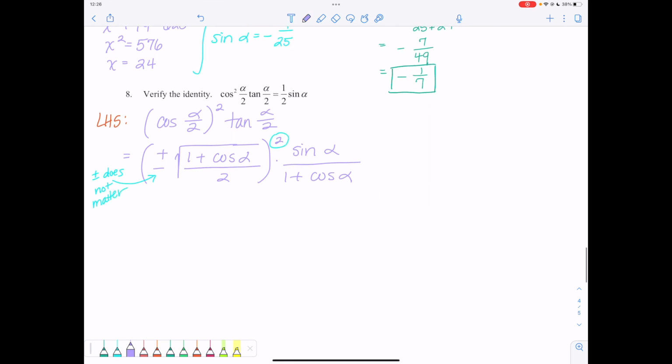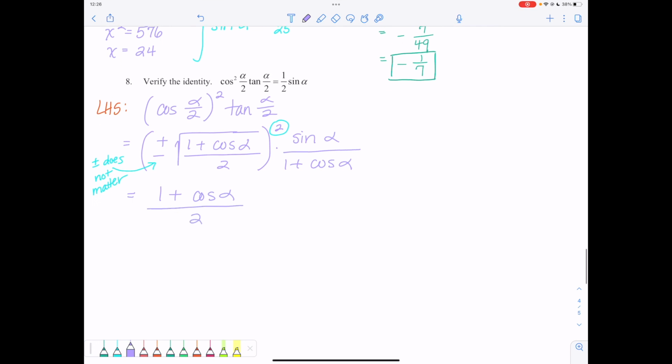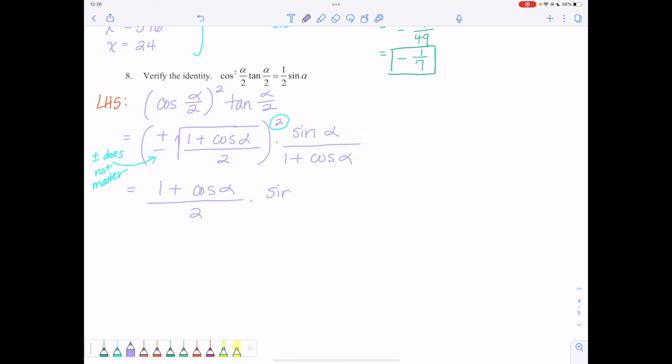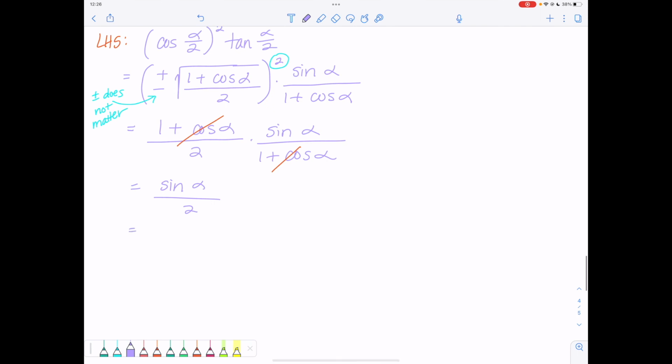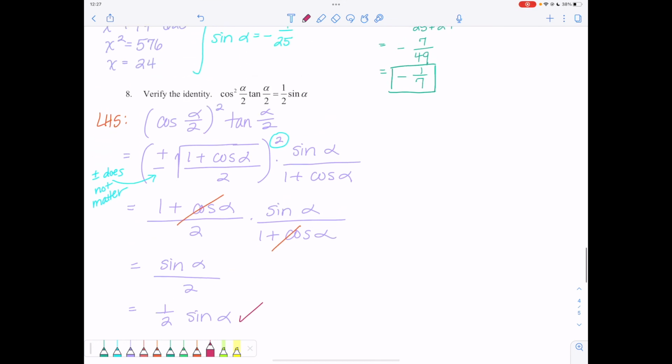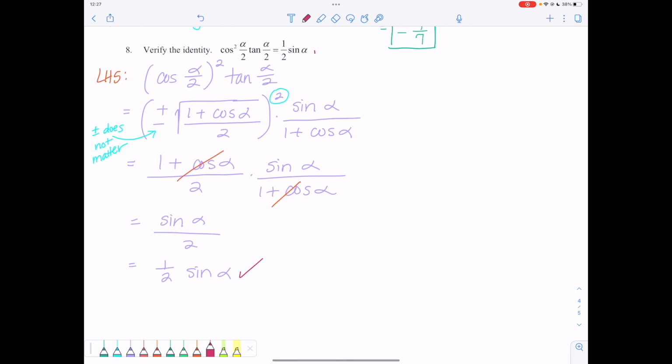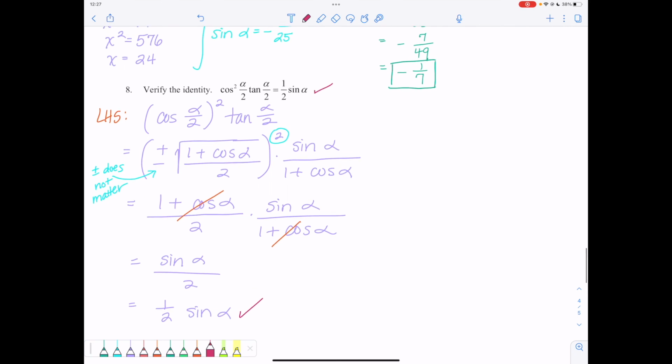Okay? So now we can just remove that root, and we have 1 plus the cosine of alpha divided by 2 times the sine of alpha divided by 1 plus the cosine of alpha. So these cancel. We end up with the sine of alpha divided by 2. And of course, that's equal to 1/2 sine of alpha. And that concludes this video.